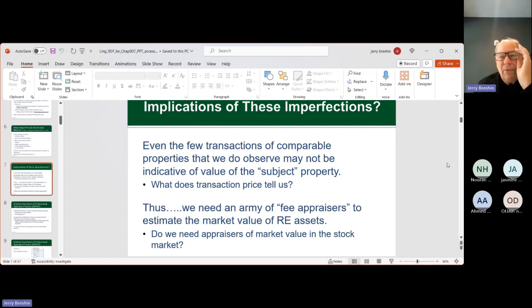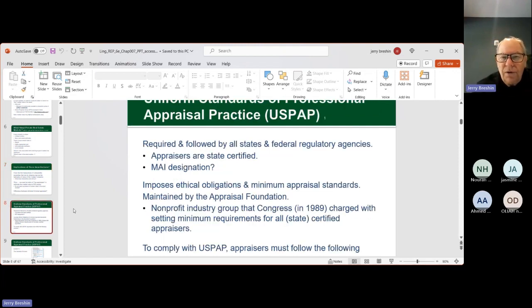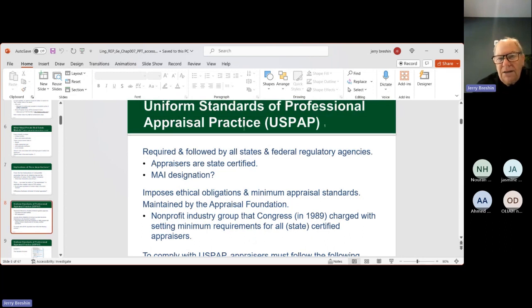So when someone says appraisal, well, you're appraising the subject property. That's the value. That's the home that the bank wants to know what is it worth. Okay, this again, the appraisal organizations, all states and federal agencies.